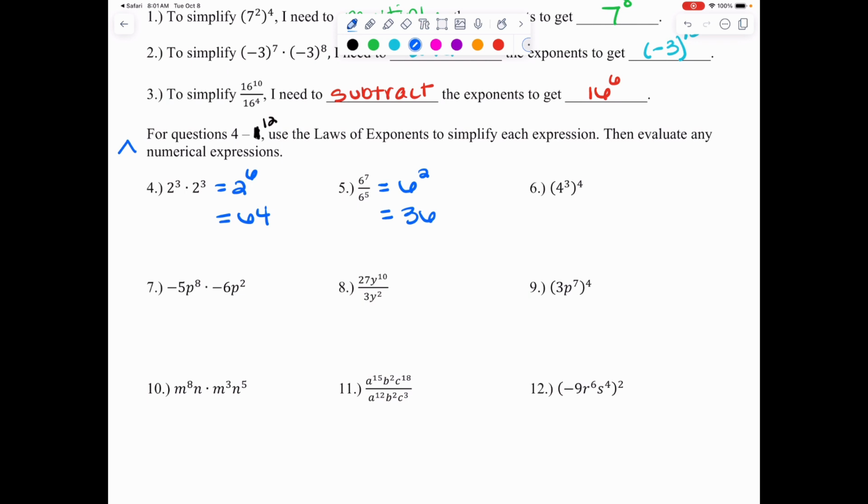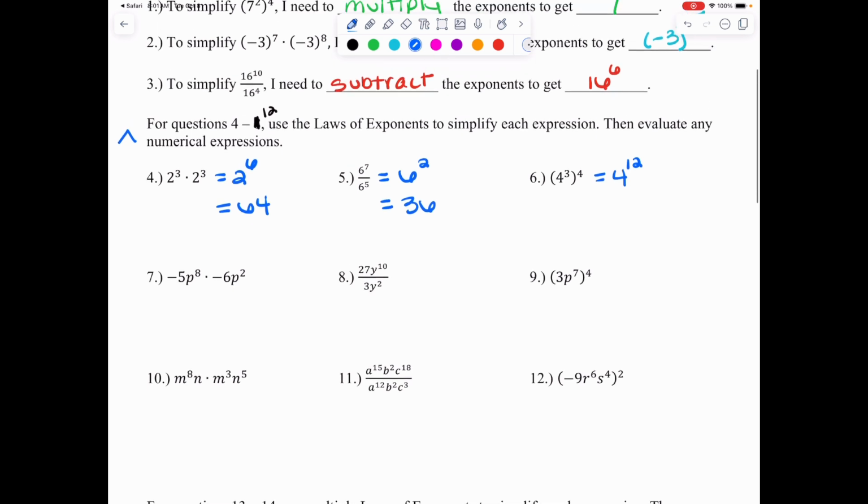In number 6, we have 2 little exponents next to each other. So 4 is already raised to the 3rd power and then also raised to the 4th power. So this is power to a power. We want to keep our base and multiply our exponents. 3 times 4 is 12.